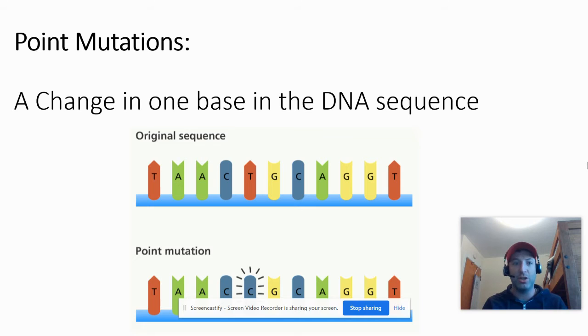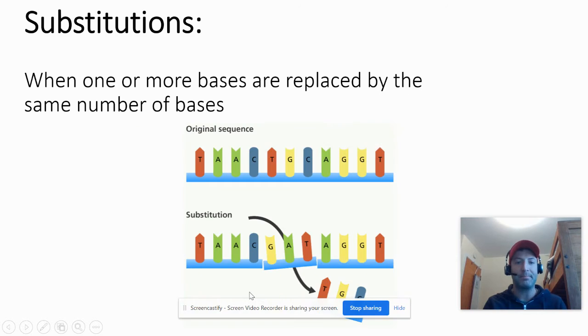A point mutation is a change in one base in the DNA sequence. So notice that here T stands for thymine in the original sequence of DNA, and then there's a point mutation, bam, thymine for some reason mutated into cytosine in this example. That's a point mutation when one base changes.